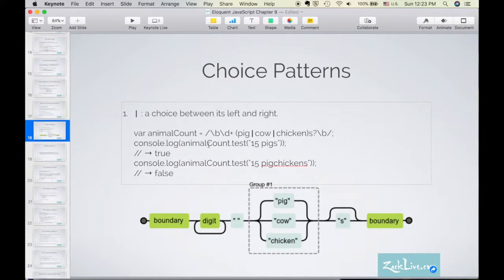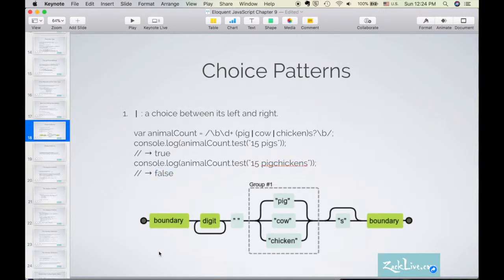Okay, so let's take a look at 15 pigs. We got the digits, and then the pig matches the first option here, and we have an S at the end, so it matches. But if we have pig chickens here, this one doesn't match any of the three, so it doesn't match.